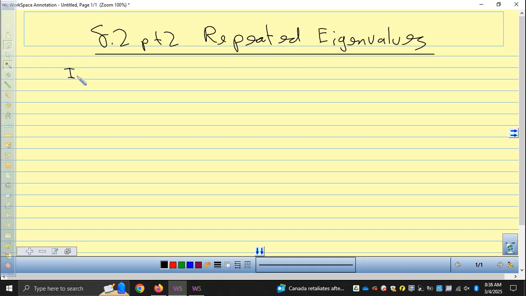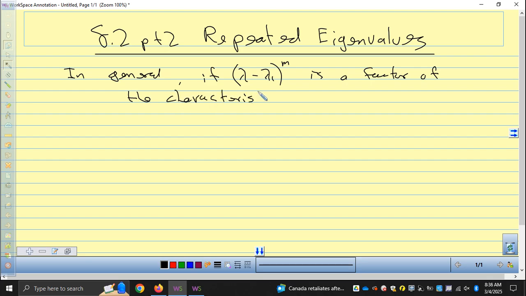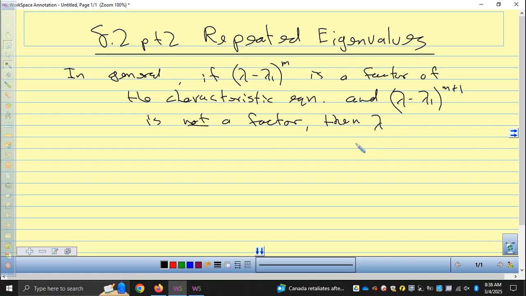So in general, if (lambda minus lambda 1) to the m is a factor of our characteristic equation, and (lambda minus lambda 1) to the m plus 1 is not a factor, we say that lambda 1 is an eigenvalue with multiplicity m.